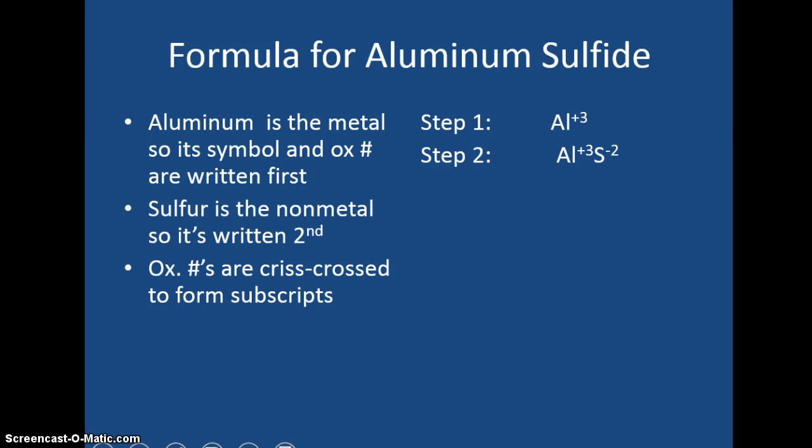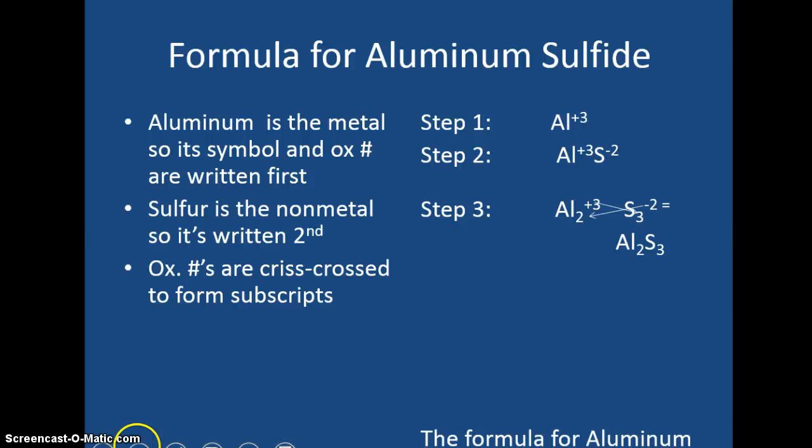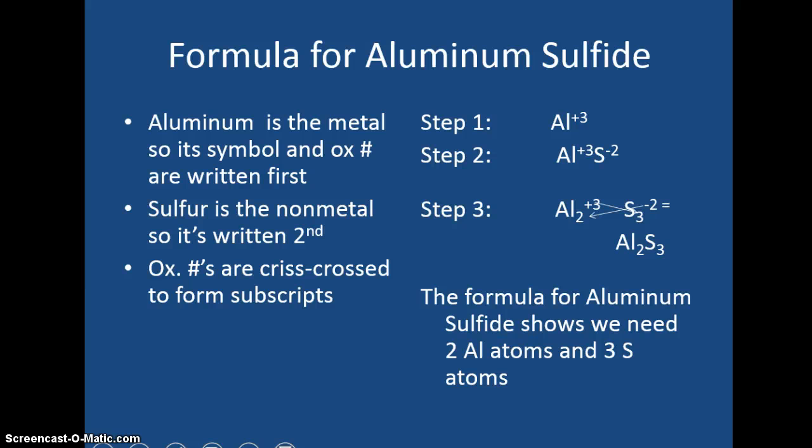Then the oxidation numbers are crisscrossed. So those numbers were crisscrossed, and you'll end up getting Al2S3. The reason why we crisscross is so that we balance out the charges. 2 times a +3 is +6, 3 times a -2 is -6, and so we end up getting a neutral compound. So the formula for aluminum sulfide shows that we need 2 aluminum atoms and 3 sulfur atoms.